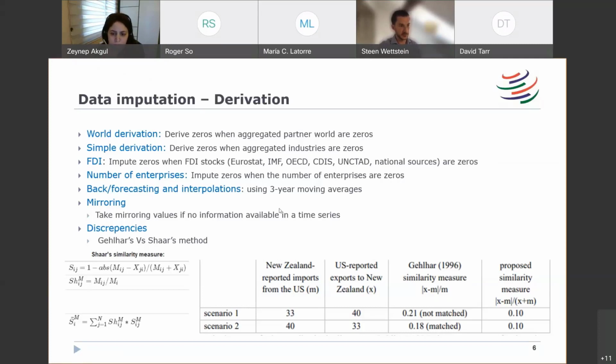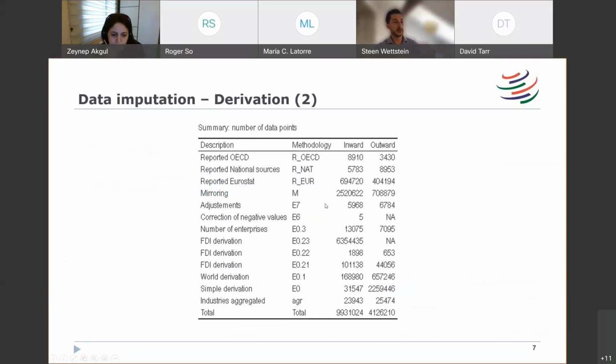So that's just for the discrepancies and how to choose between inward and outward. At the end of this step, every single data point is identified with a specific flag that will enable the user, or just us, to trace or to understand what is the adjustment and what is the method behind specific data entry.